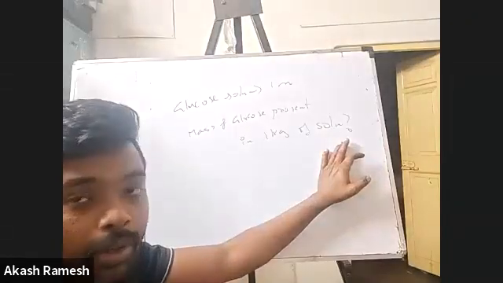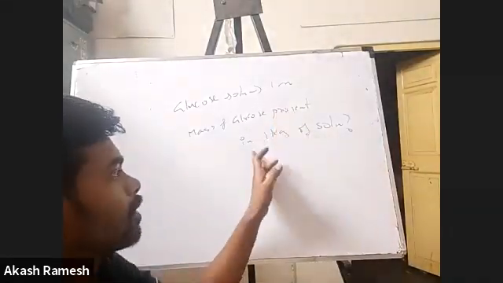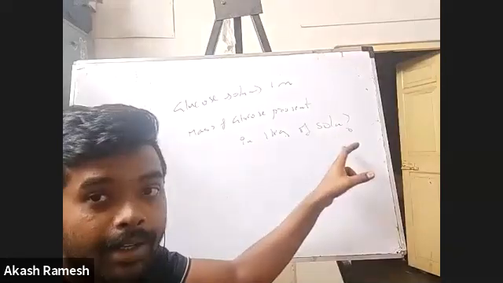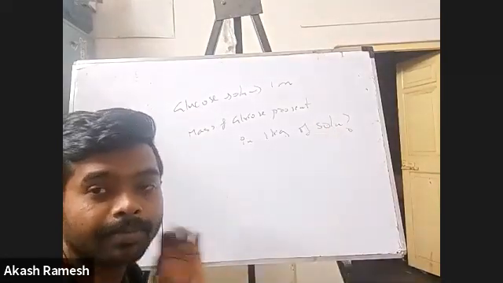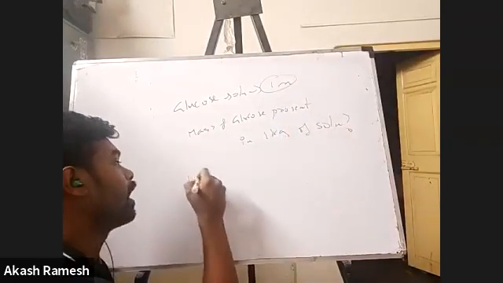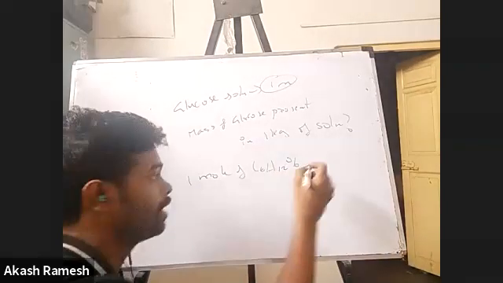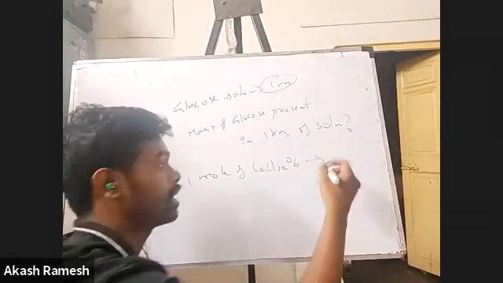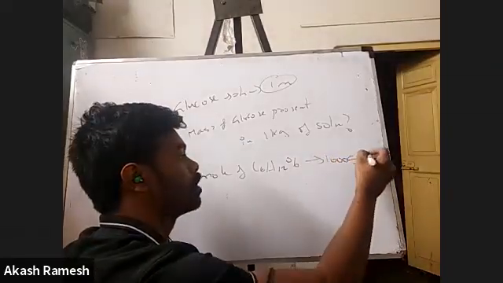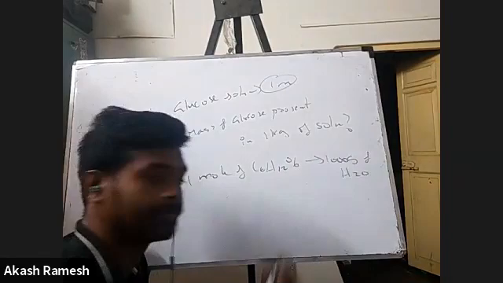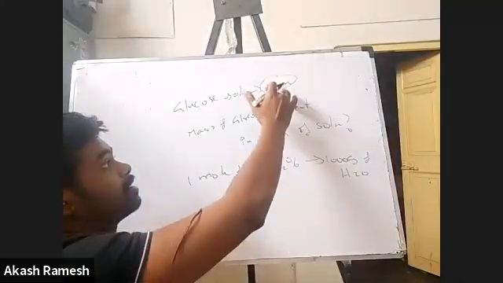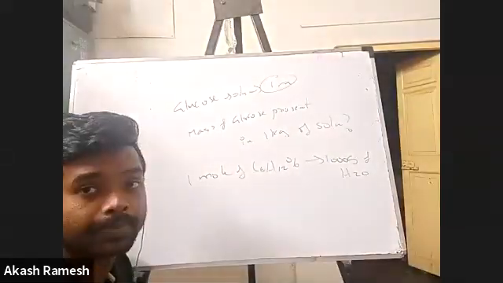If I had asked you what is the mass of glucose present in 1 kg of solvent, what would have been your answer? Molar mass of glucose. That's it, right? So what do you mean by this 1m? It means I have 1 mole of C6H12O6 in, if it's an aqueous solution, I should say that 1000 grams of water is present. That is what this statement 1m means, right?